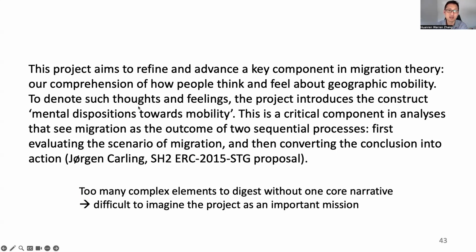So here it says the project aims to refine and advance key components in migration theory, our comprehension of how people think and feel about geographic mobility, right? So here is already the therefore part, the what I do part, even without setting the background or pointing out the problem. And to denote such thoughts and feelings, the project introduced the construct mental disposition towards motility. This is a critical component in analysis that sees migration as the outcome of two sequential processes. First, evaluating the scenario of migration, then converting the conclusion into action. So I'm totally confused by reading this.